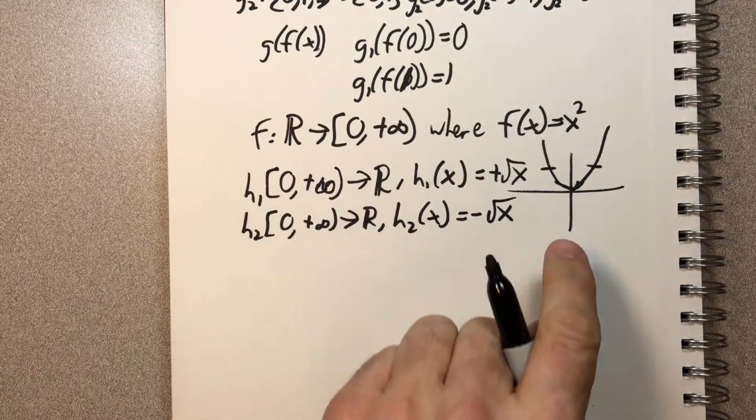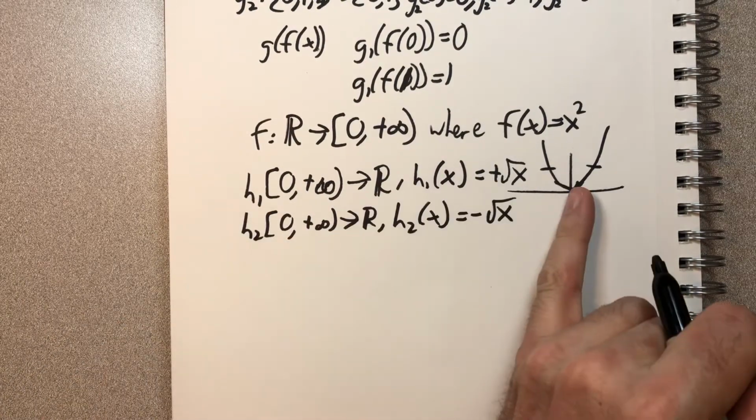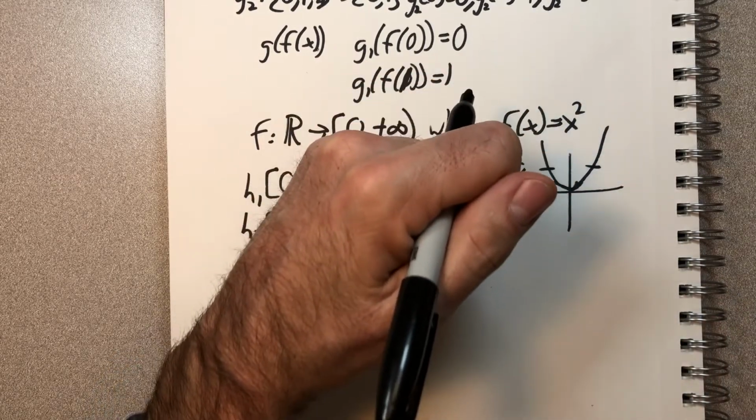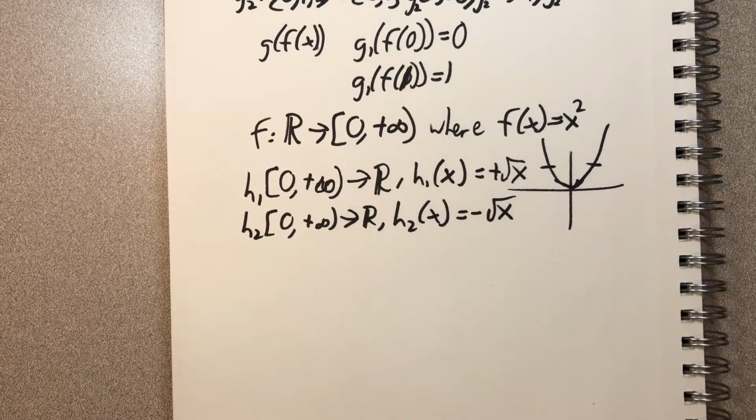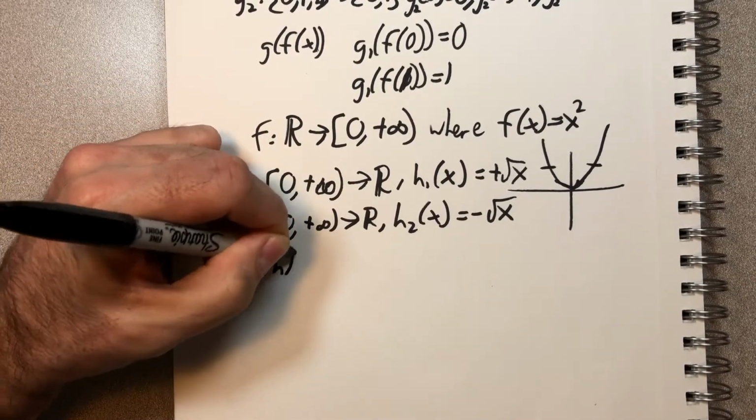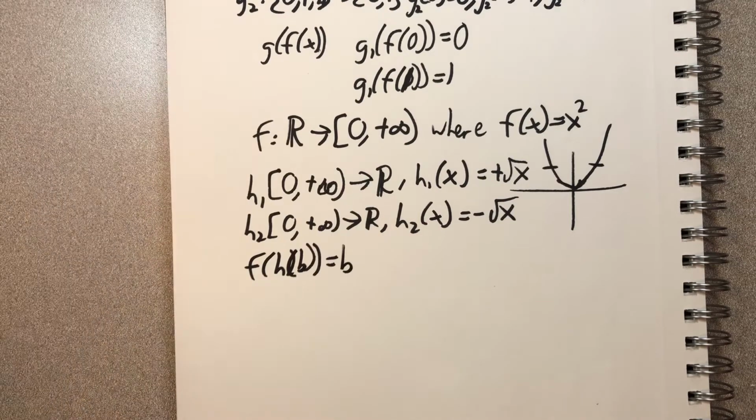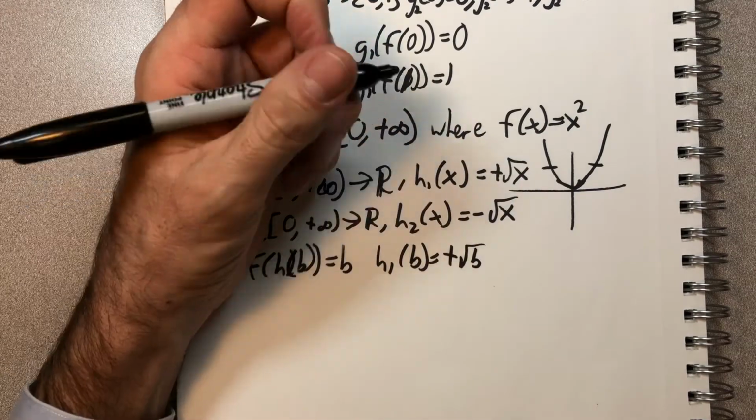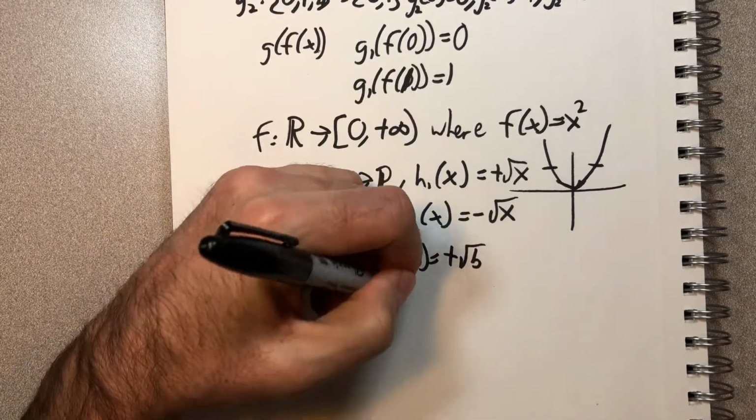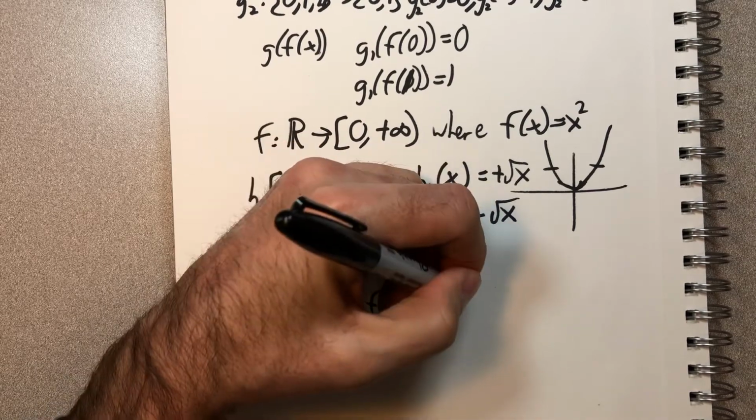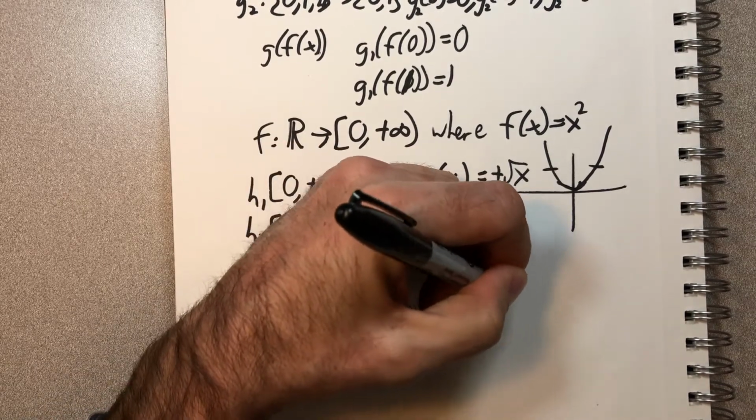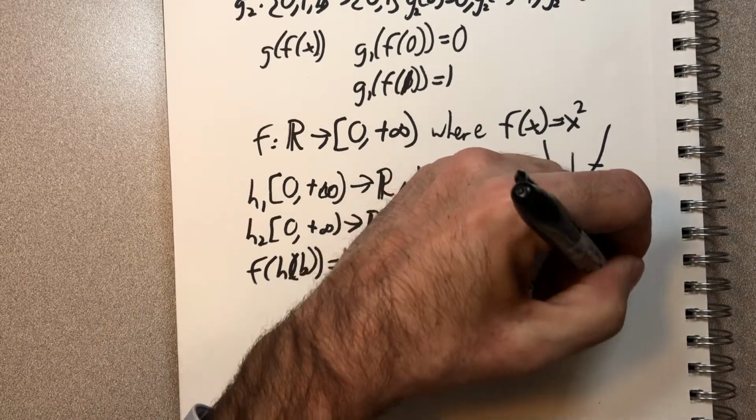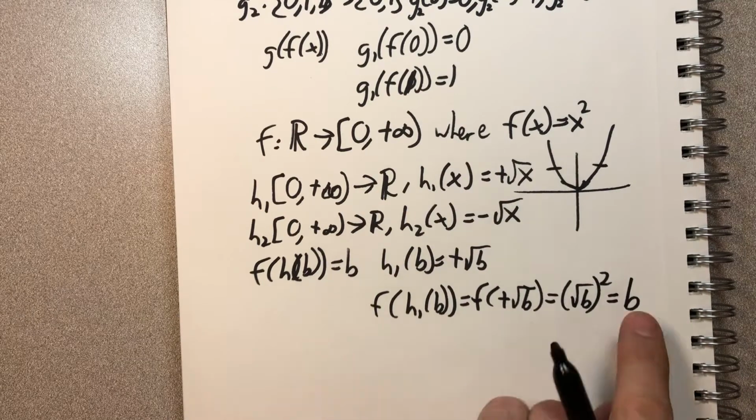So basically what we do is the first inverse is just this half, and then the second inverse is just this half. Both of them cover the range, but we're only looking at half of them. So we have f of h of b equals b, right? Now h1 of b equals plus the square root of b. And then f of h1 of b equals f of plus the square root of b, which equals the square root of b squared, which equals b, right? So it is a right inverse.